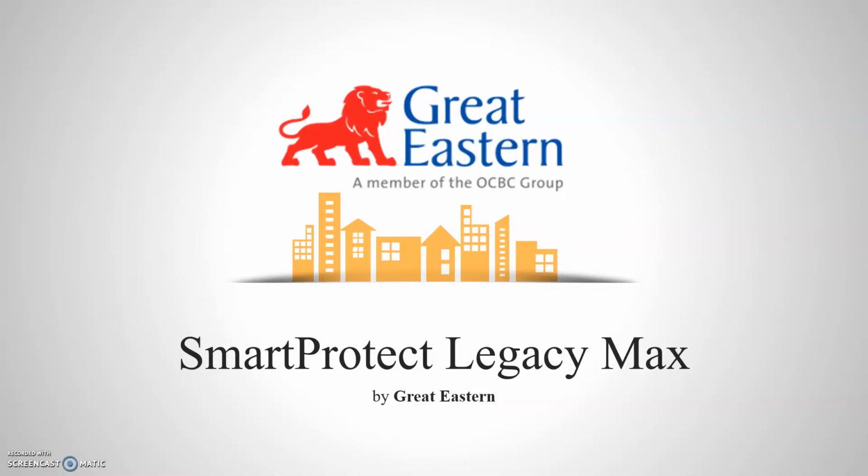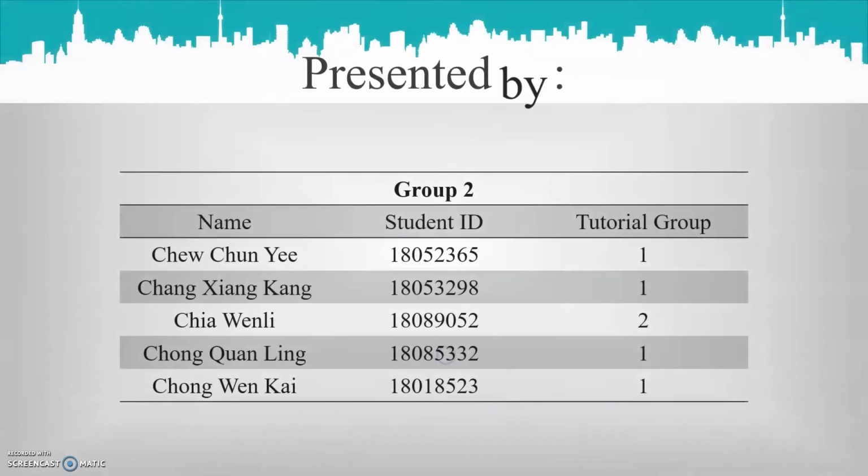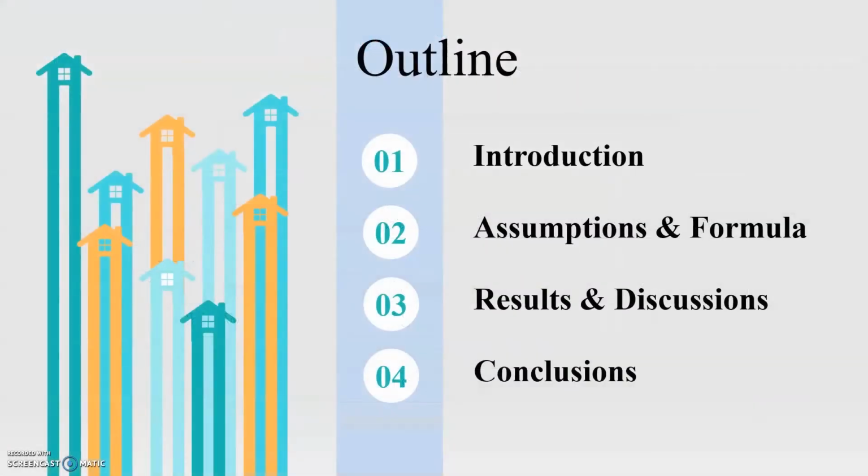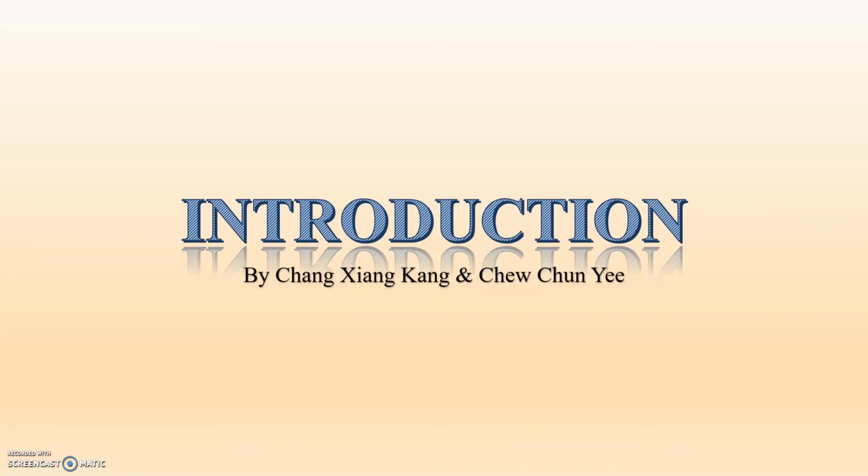Today we'll be presenting about the insurance policy of Smart Protect Legacy Max, which is proposed by the Great Eastern Life Assurance. So here is the name list of our group members of 5. And the assignment outline basically is about the introduction of the insurance policy, assumptions and formulas to be applied during the assignment, results and discussion that we obtain from the calculation, and last, the conclusion, which is the annual gross premium. So Chun Yee and I will be presenting the introduction part.